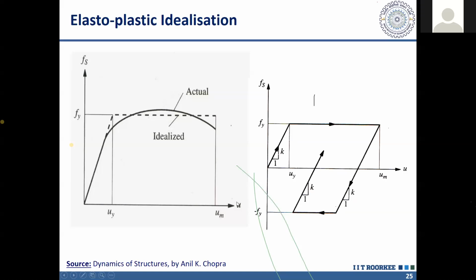Then whatever work you do while loading the structure, you get the same amount of energy back when you are unloading it. But when it is subjected to this inelastic behavior, then you see that the work done in loading and unloading is different. The energy which you get in unloading is only a fraction of the total work which you have done. And this causes dissipation, or that energy which you have given, that energy has disappeared.